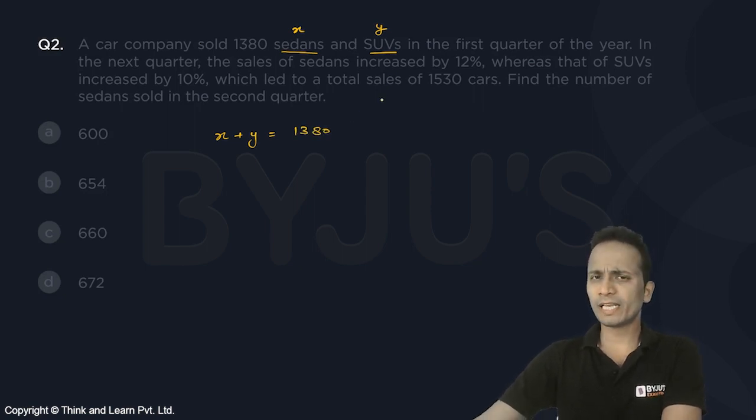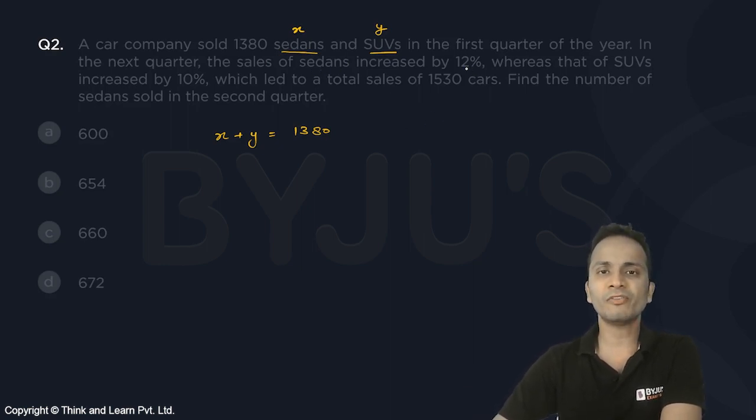Okay. Now the second equation: you can make the equation for the total number of sedans as well as SUVs, or you can make the equation of the increase, so the increase in the number of sedans and SUVs. So I'm going to make the equation for the increase in the number.